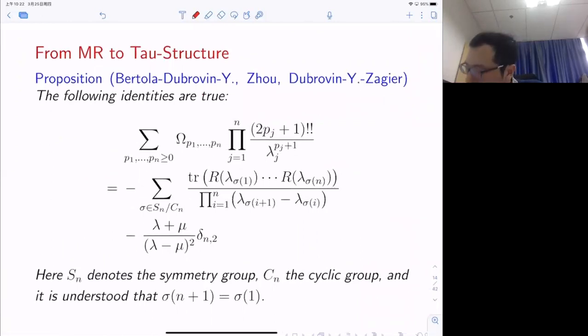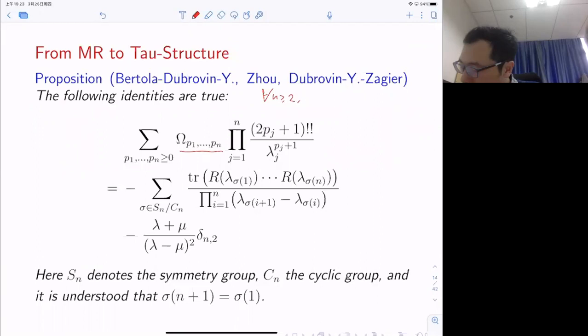For any n bigger than or equal to 2, because of course the tau structure is defined starting from 2-point correlation functions, the generating series of these multi-point correlation functions can be obtained by algebraic manipulations of this matrix resolvent R. You just do the multiplication and take the trace, and these are the generating functions.